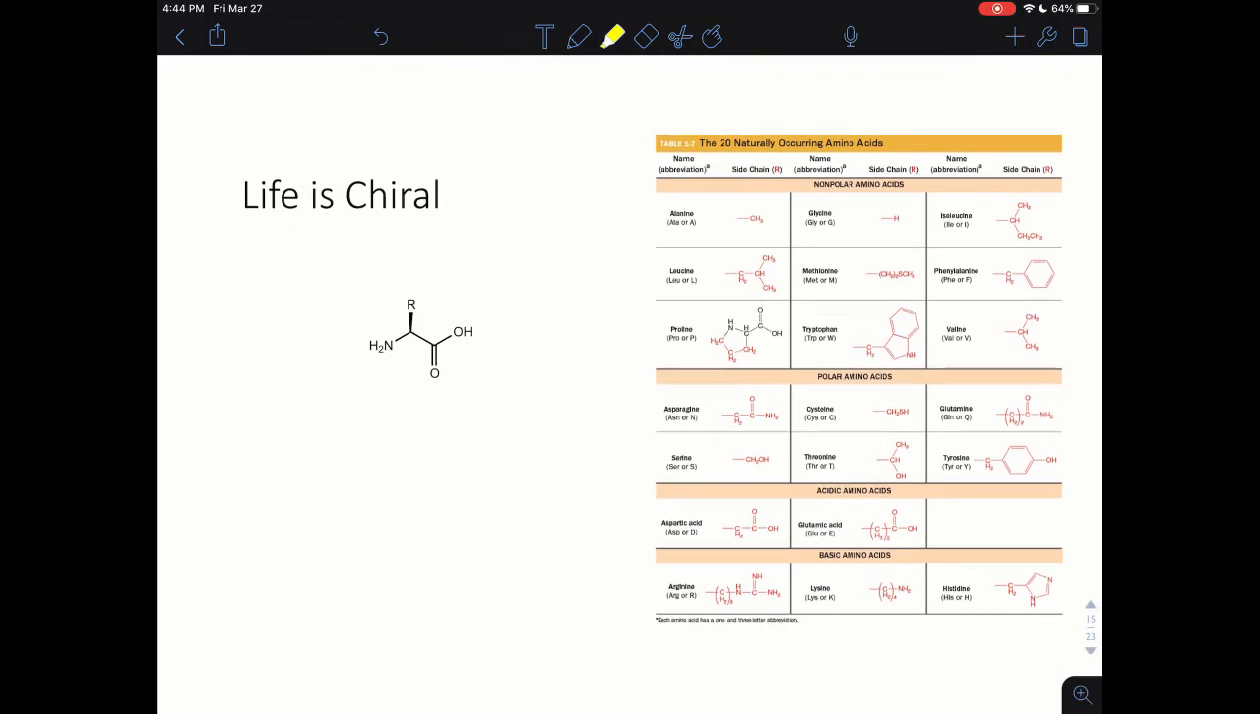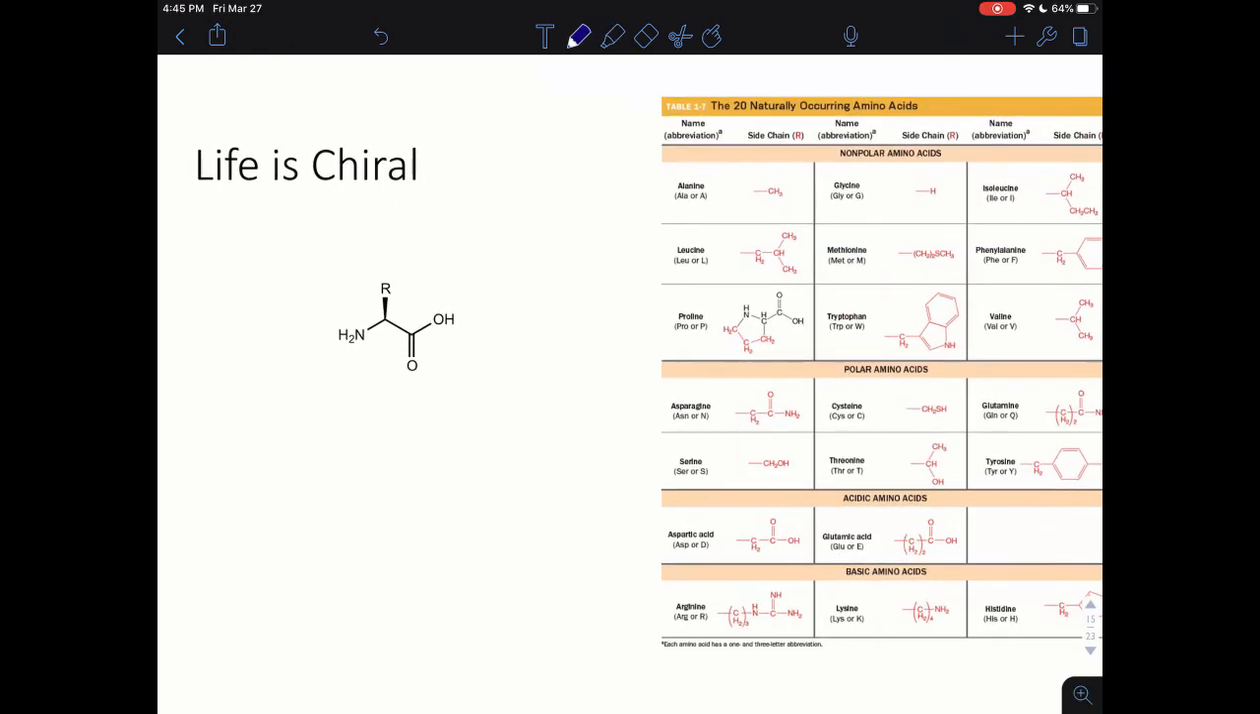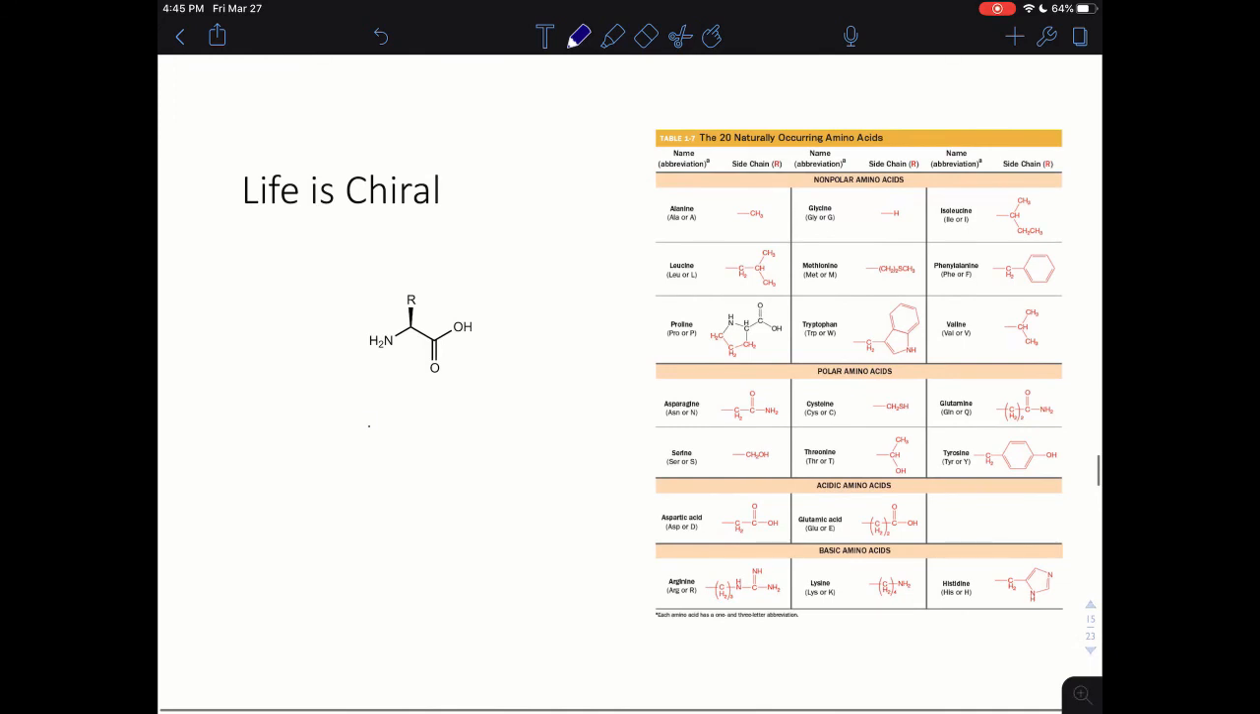And life is chiral because the building blocks of your body, for example, amino acids, exist in nature as a single hand. And this is fascinating, and I've posted a paper that you can look at if you would like to think more deeply about this. But amino acids exist in nature as a single enantiomer. So this here is an L amino acid, and all the amino acids that you find are L amino acids.